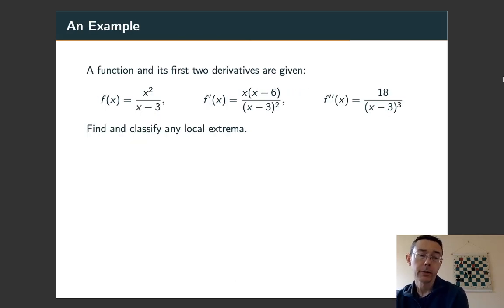One brief example: here I'm giving you a function and its two derivatives, so we're not actually going to compute those here. f of x is x squared over x minus 3, and I've given you the derivative and the second derivative. Find and classify any local extrema. So the first step is to find critical values, and just looking at f prime, I can see that I'm going to have critical values at x equals 0 and x equals 6. x equals 3 will also be a cut point, but it won't be a critical value because it's not in the domain of the original function f.